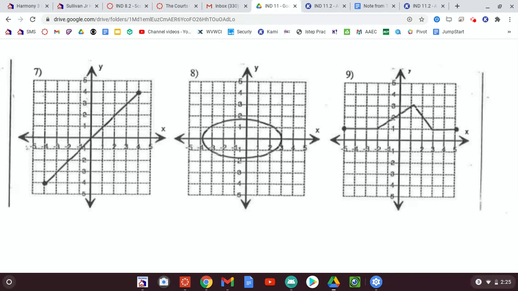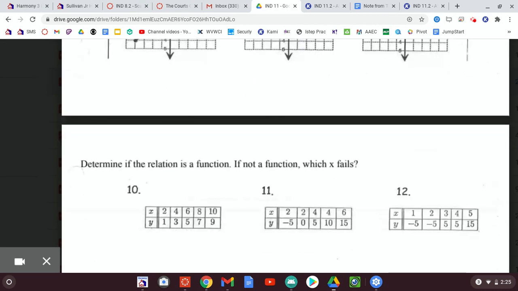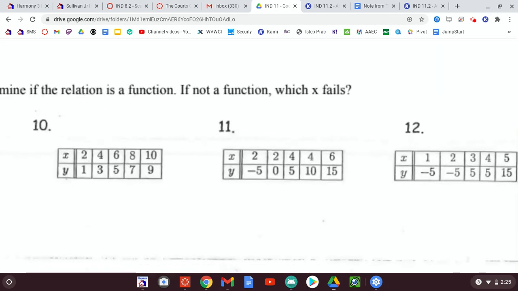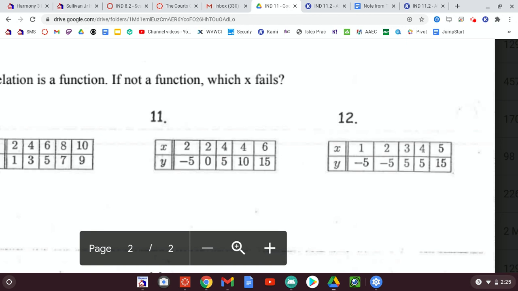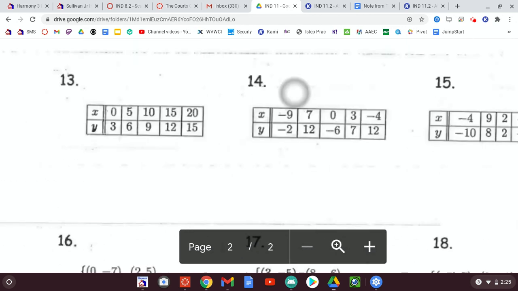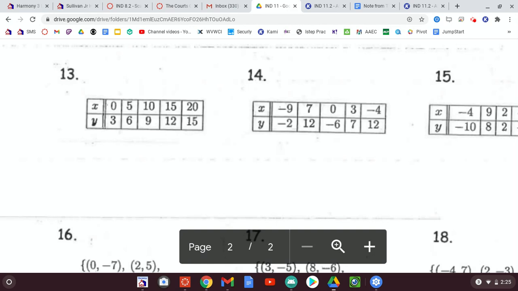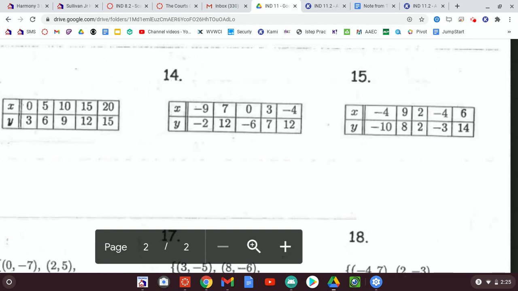All right, how about number 9? Yes, it is a function. It does pass the vertical line test. All right, number 10 is a function. Number 11 is not a function, and you could have had x equals 2 or x equals 4 as the fail point. Number 12 is a function. Number 13 is a function. Number 14 is a function.